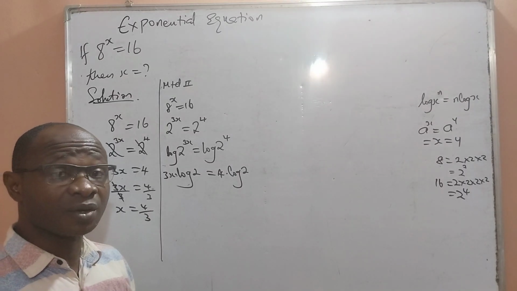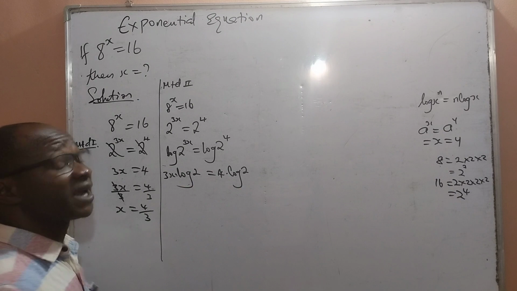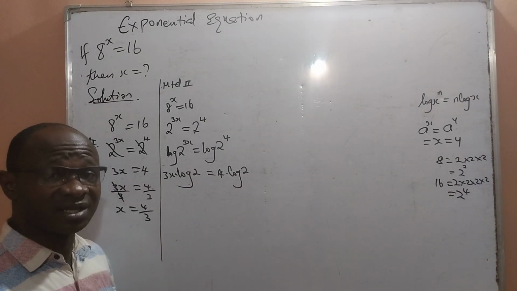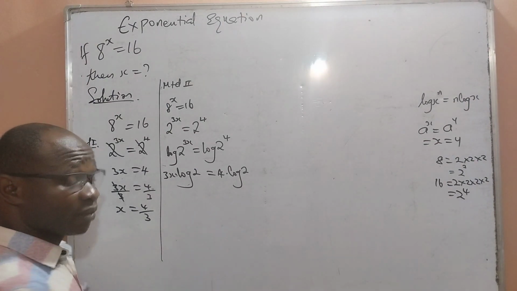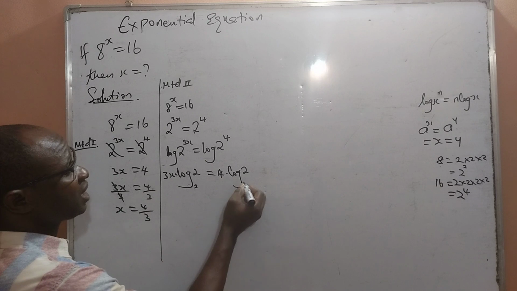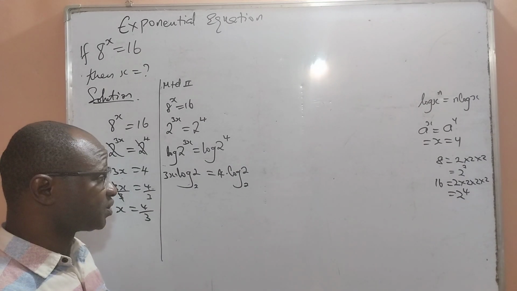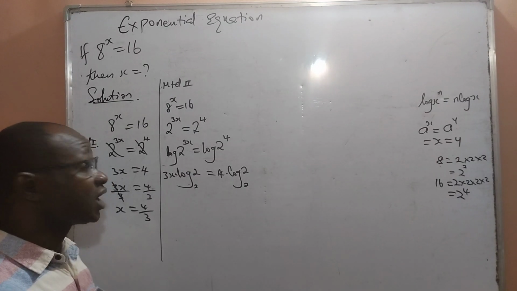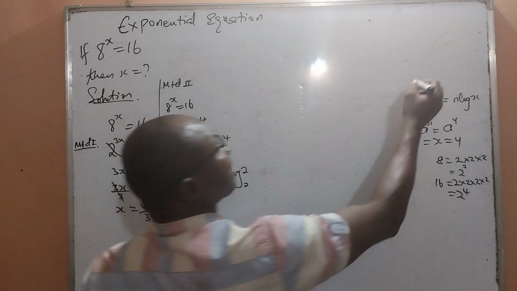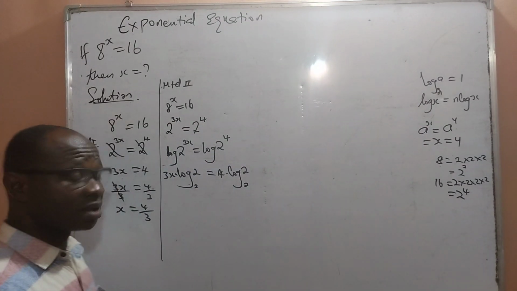At this point, you can go two different ways, either by dividing both sides by log 2 or by assigning base 2 to both sides of the equation. So if I assign log to base 2 here, and I also assign log to base 2 here, by law of logarithms, the log of a number to its own base is 1. That means if I give you log a base a, it is equal to 1.